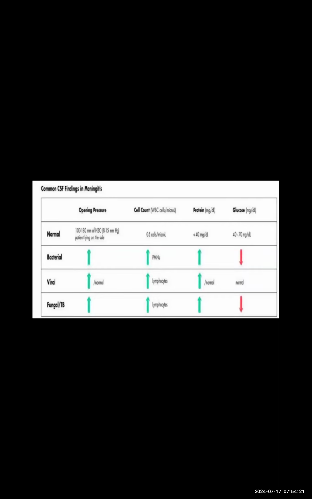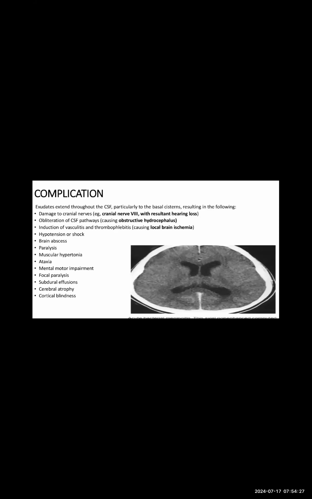The WBC is increased, the protein is increased, and the glucose is normal in this patient. Complications that can arise include septic shock, hydrocephalus, ataxia, mental motor impairment, focal paralysis, subdural effusions, cortical blindness, and others listed there.